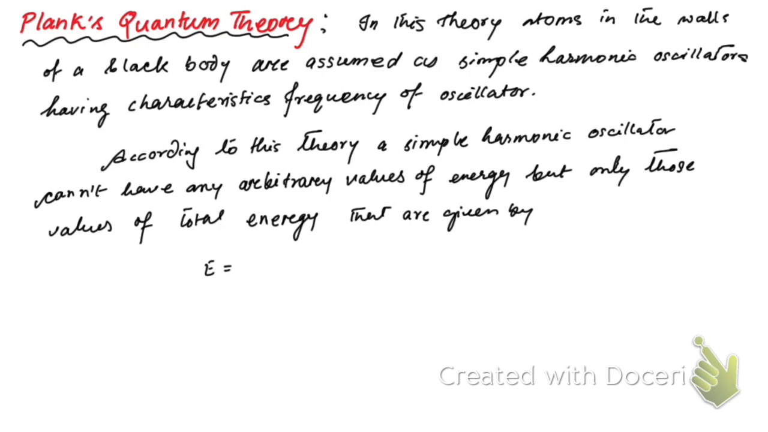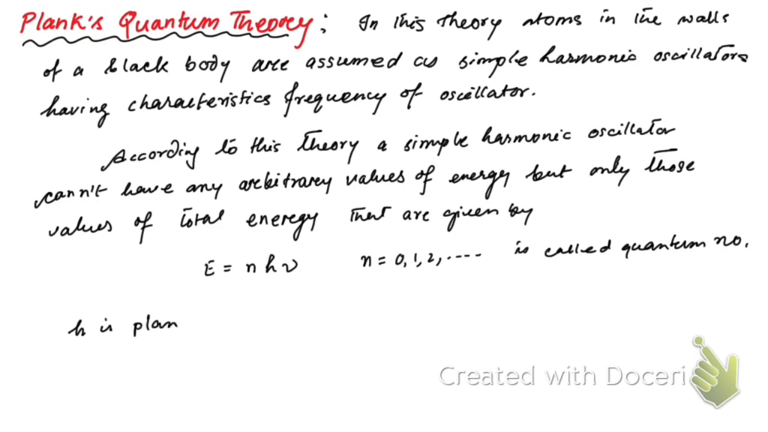E is equal to n times h nu, where n is equal to 0, 1, 2, 3, and so on, called the quantum number. H is called Planck's constant, and nu is the frequency of the oscillator.